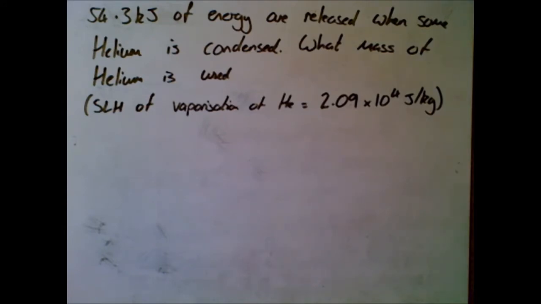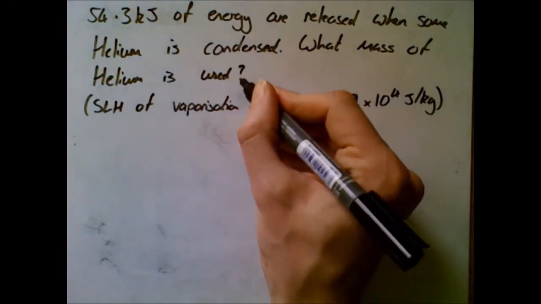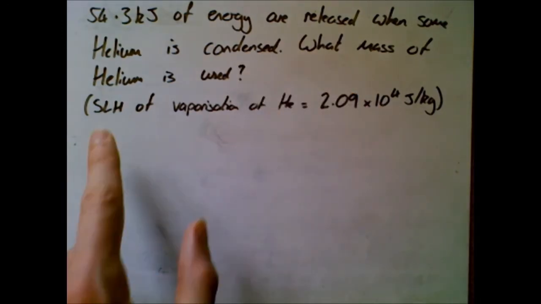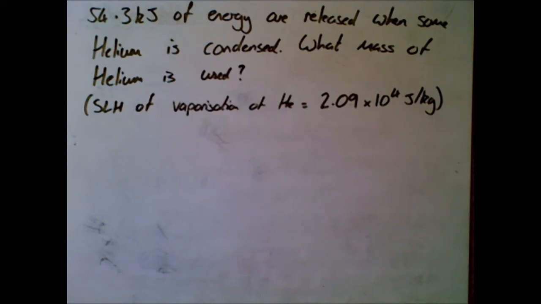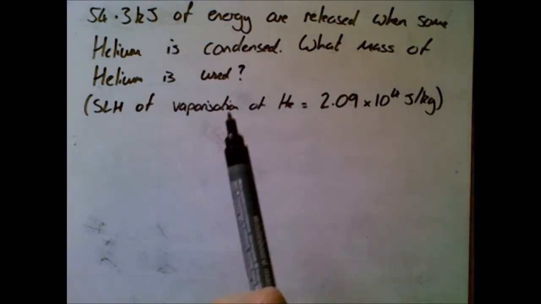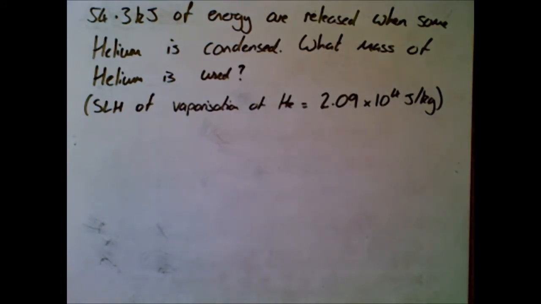What mass of helium is used? Obviously, question mark there. And it tells us here the specific latent heat of vaporization of helium, because if we're talking about condensing, we're going gas to liquid, so we want specific latent heat of vaporization, not of fusion. Obviously, it would always give you that data in the exam. You're not expected to remember the specific latent heat of vaporization of materials.